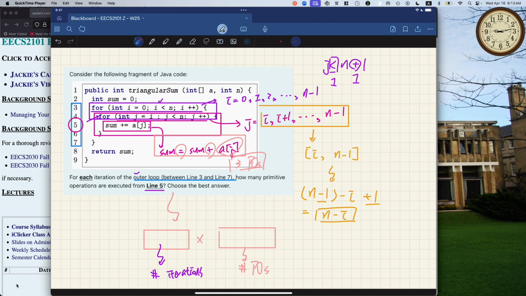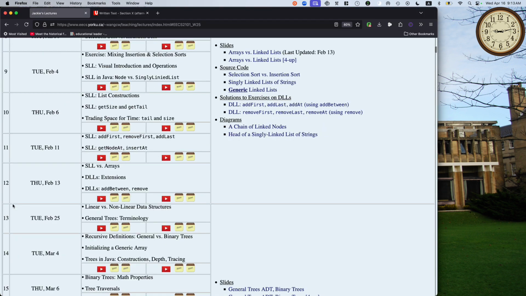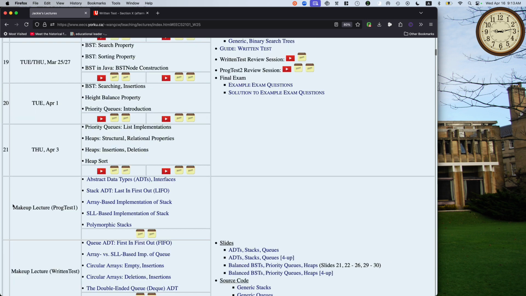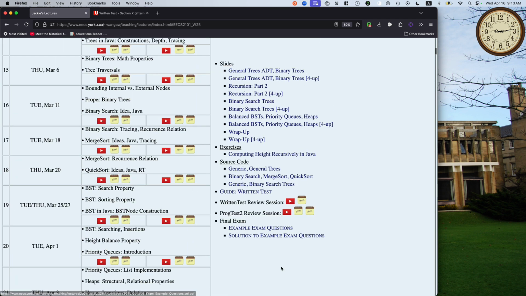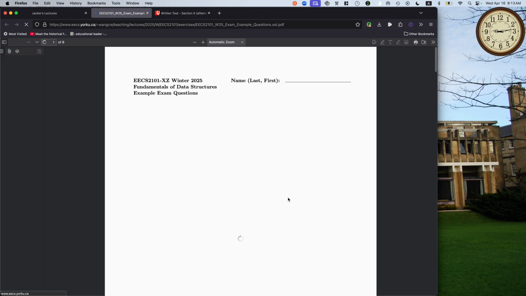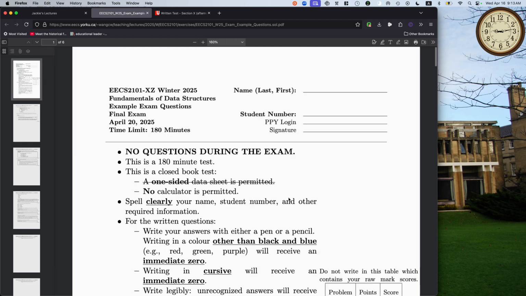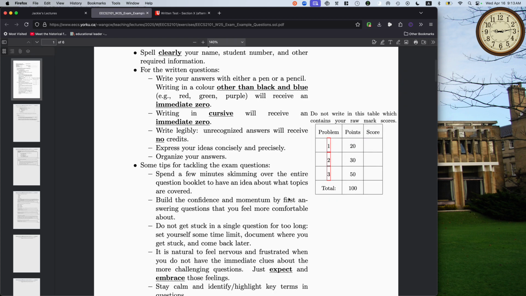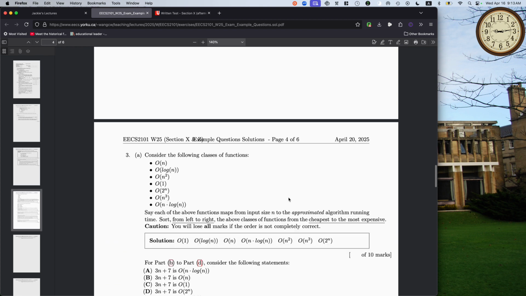Okay, I had a question. Go ahead, please. From the example questions that you've given us for the exam. Yeah, sure. Let me just go there first. I'll go to the solution directly, just in case. Which one? Question 3, part B. Let's take a look.